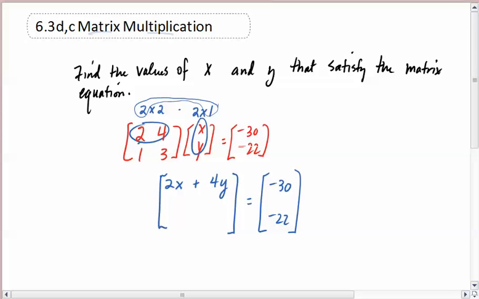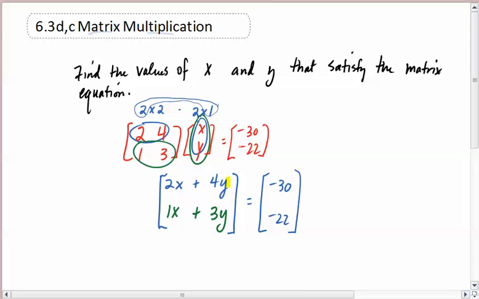This one times this. Once we finish with the first row and all of the columns, which in this case is just one, then we move to the second row. So we have 1 times x plus, the next one in line would be 3 and y, so 3y, and there we go.